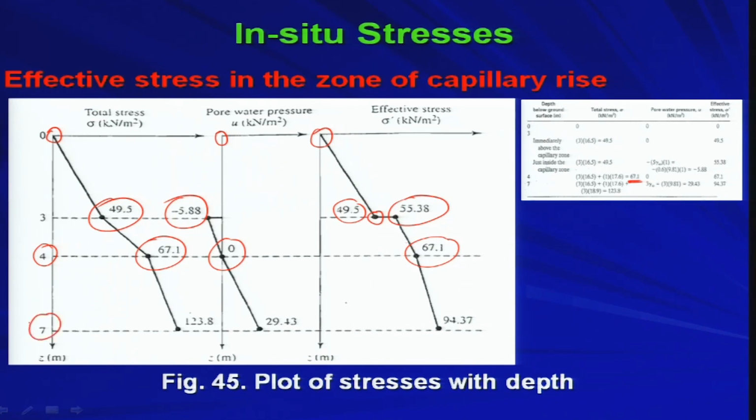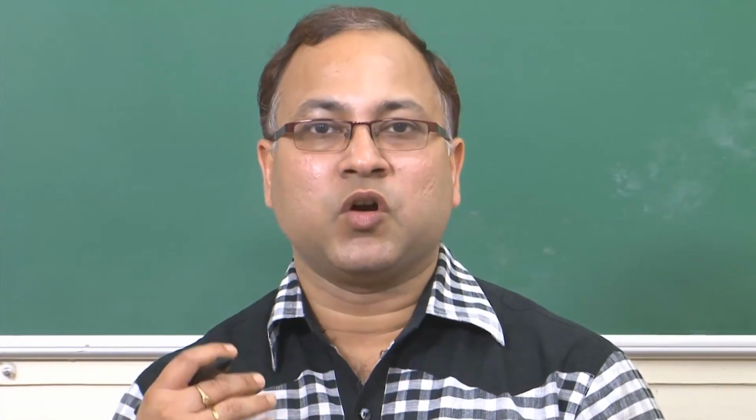Now, at depth 7 meter the total stress was obtained as 123.8, and the pore water pressure was 29.43 and therefore, the effective stress was 94.37. So, this is the pressure distribution at different depths of the deposit. So, I hope you have understood this complete concept of the capillary rise as well as the effective stress or the pore water pressure developed due to this capillary rise.